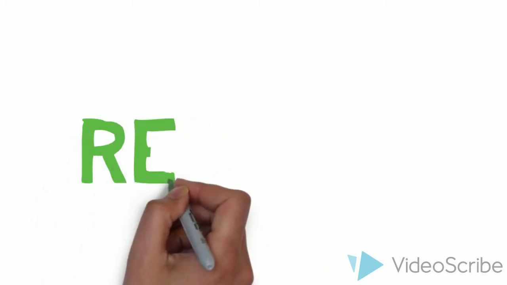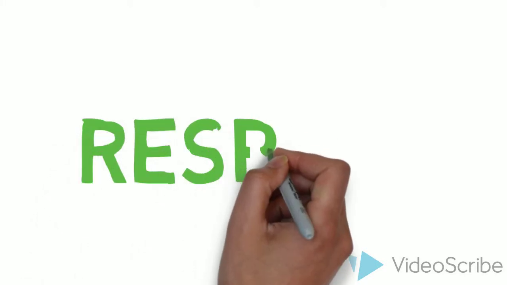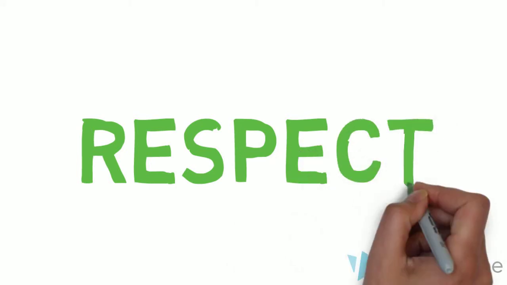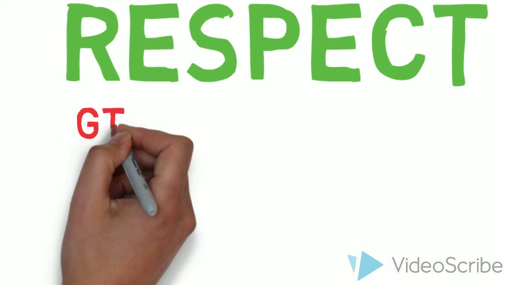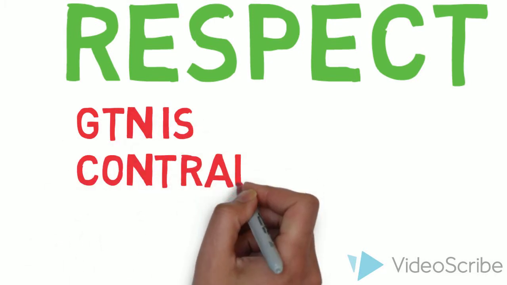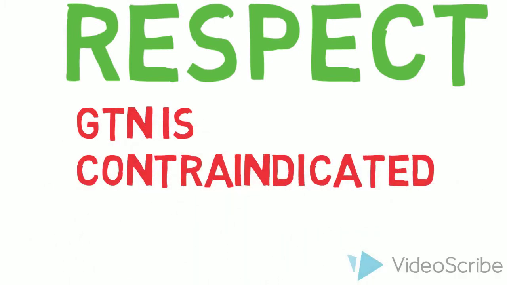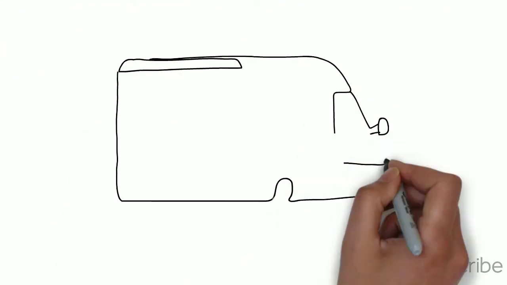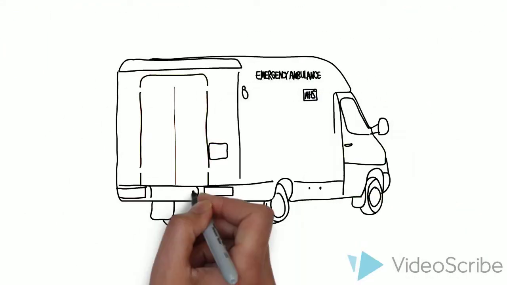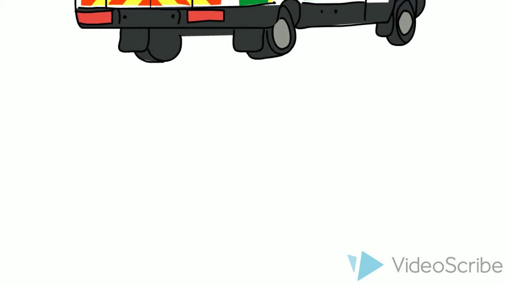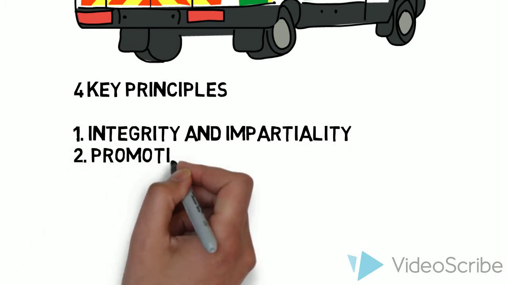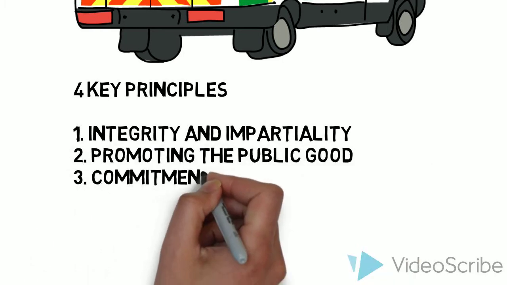Finally, John has to respect Mr. Benson's wishes and treat him with fairness and equality. By John respecting Mr. Benson's autonomous decision, as well as the procedures of his advanced health directive, Mr. Benson was treated fairly, morally, and equally. GTN, however, should not have been administered, as it was contraindicated. Paramedics are required to uphold the four ethics principles of integrity and impartiality, promoting the public good, commitment to the system of government, and accountability and transparency.